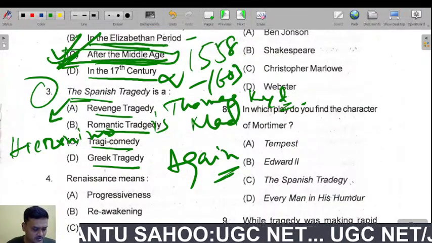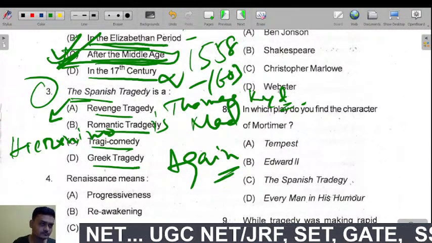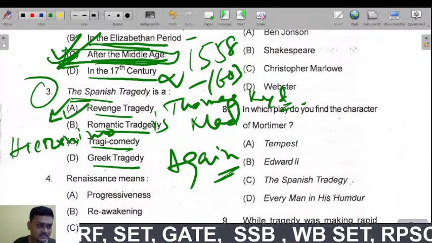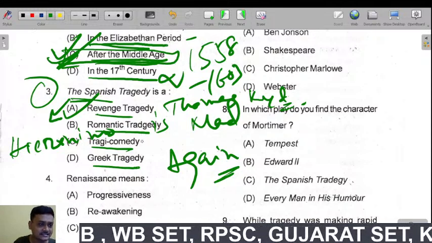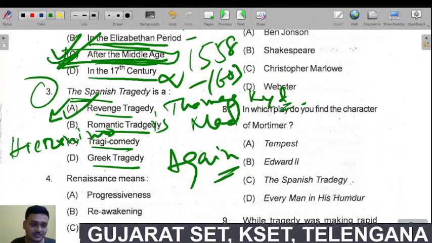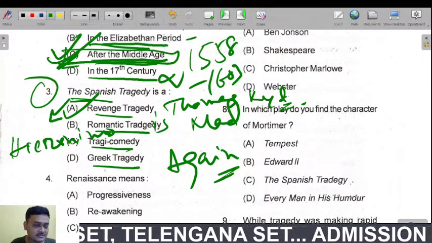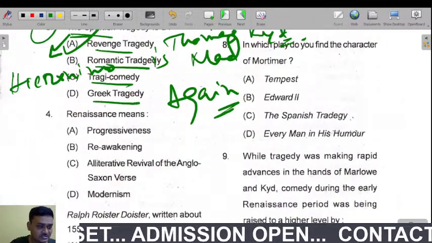It's a revenge tragedy. Thomas Kyd was one of the University Wits, and Hieronymo is mad again is the subtitle of the Spanish Tragedy. It's a revenge tragedy. Moving on to question number 4.